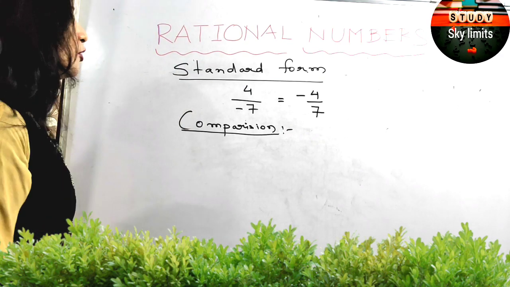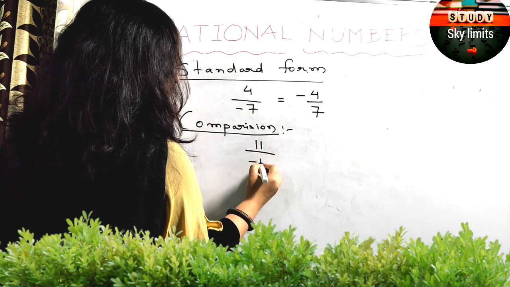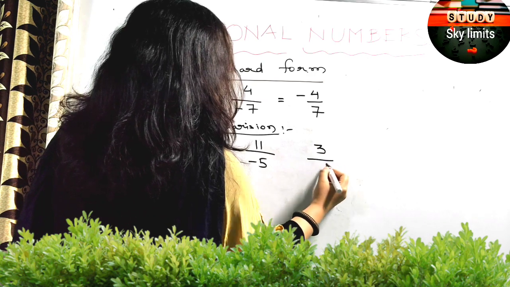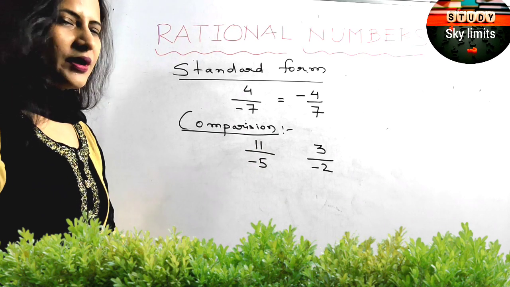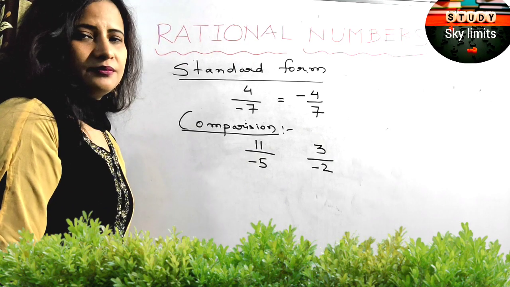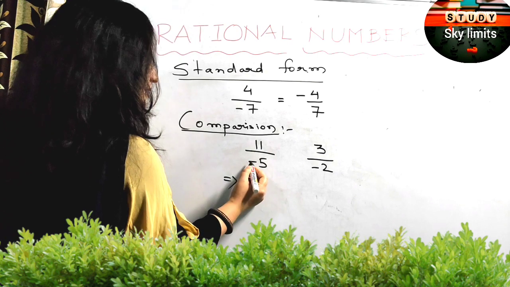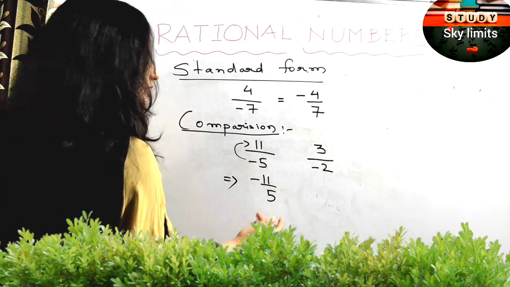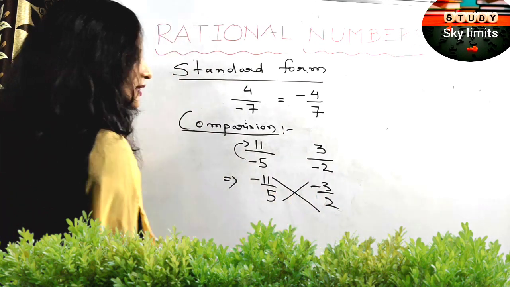Okay. So one thing you need to be very careful about. Suppose you got a rational number like 11 by minus 5, and you have got a rational number like 3 by minus 2, and you're asked to compare which one is greater or smaller. Before cross multiplying, the first thing that you should do is write both in standard form. So the minus sign will be shifting to the numerator. That means it becomes minus 11 by 5. And in this case, it becomes minus 3 by 2.